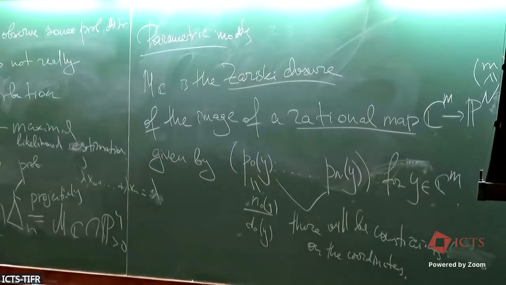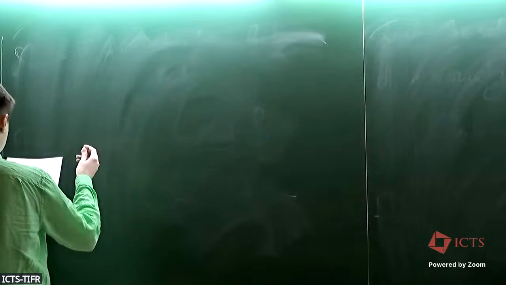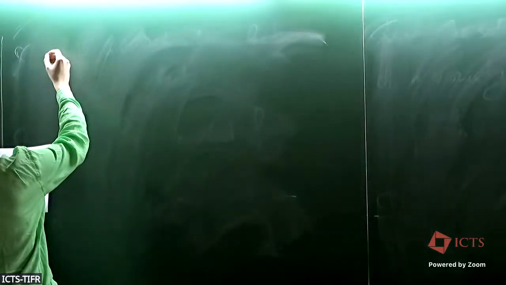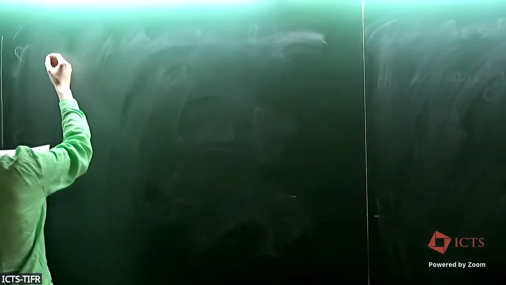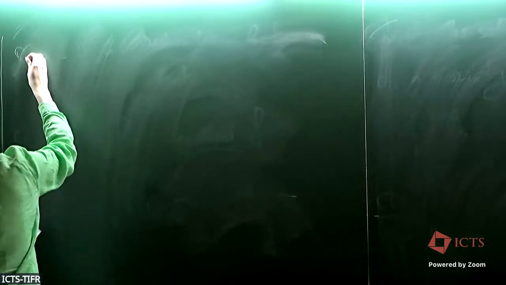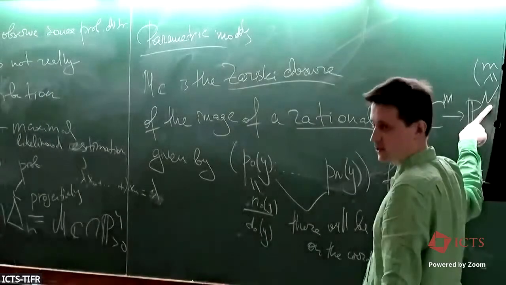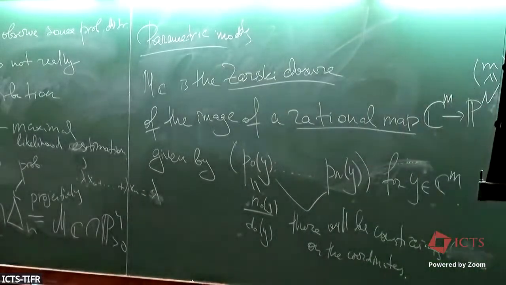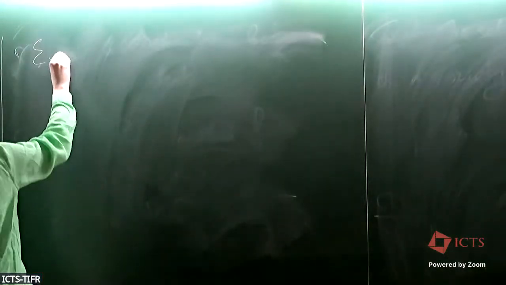Now I'd like to explain why in this setup, the maximum likelihood estimation problem is an algebraic problem, which also can be described by polynomials. So suppose we conduct an experiment, right? There are n+1 possible outcomes in our parametric model again lives in P to the n. This means that there is n+1 possible outcomes. So we conduct an experiment with n+1 possible outcomes.